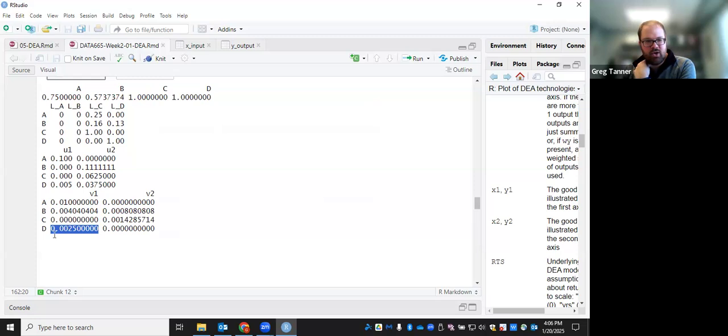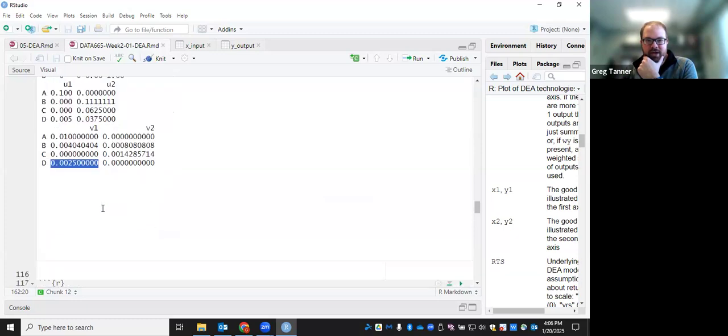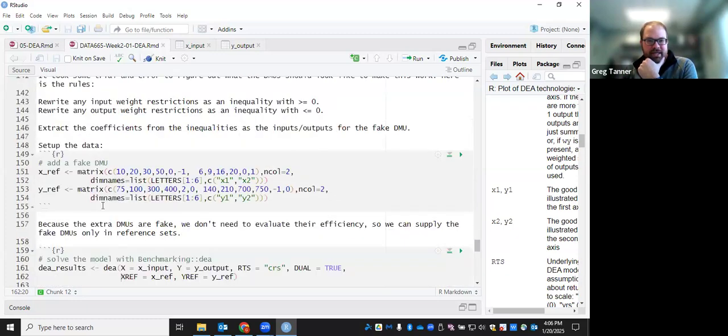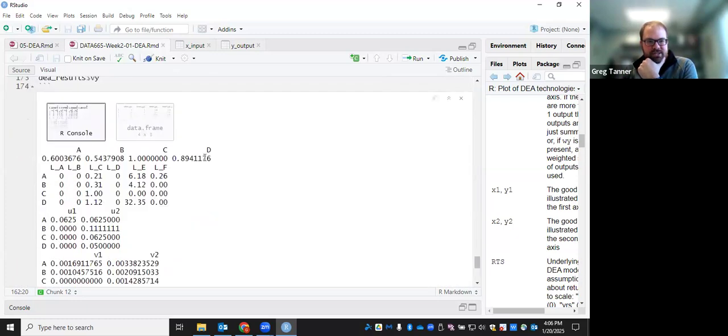But now we're saying that output one, two times that, has to be less than or equal to output two, and we see that's not the case for D, right? And so in putting this restriction on weights, we sort of said you've got to value output two at least twice as much as you do output one, and D, we see, before we added that restriction, wasn't doing that. So now we see that D is no longer 100% efficient.